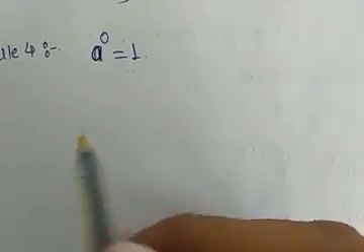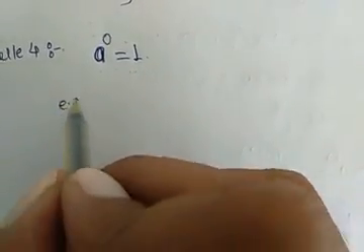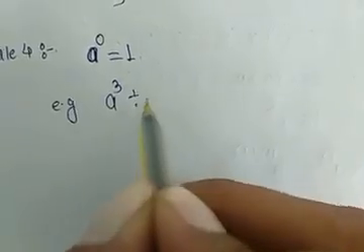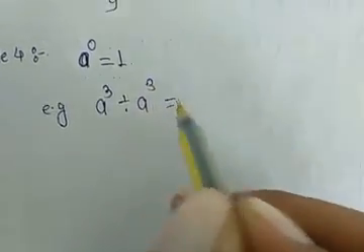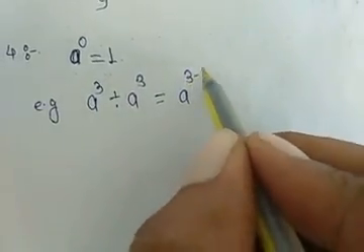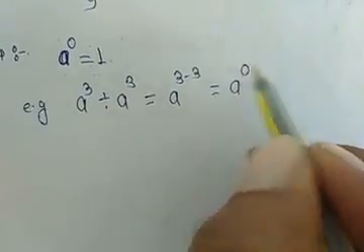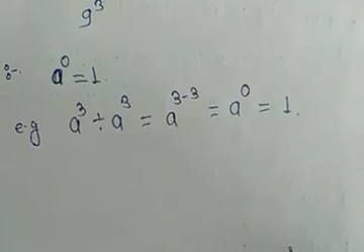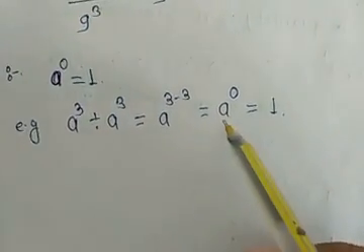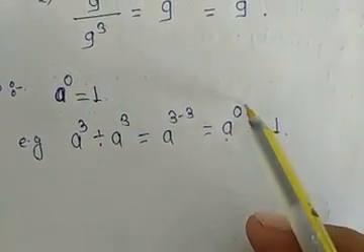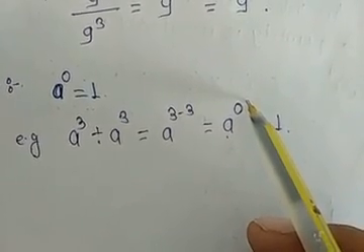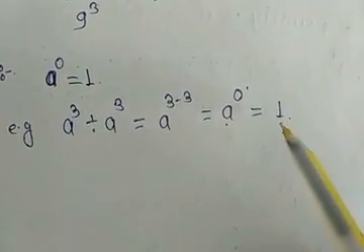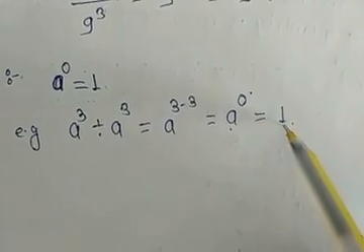For example, if we take a raised to 3 divided by a raised to 3, which will give a raised to 3 minus 3, which is equal to a raised to 0. That is, its value will always be equal to 1. That is, any number whose power or index is 0, its value will always be equal to 1.